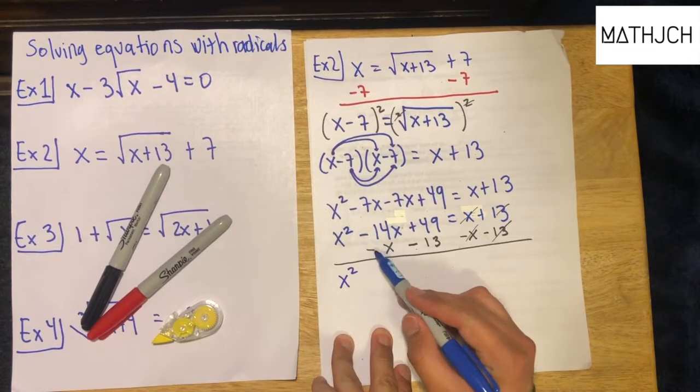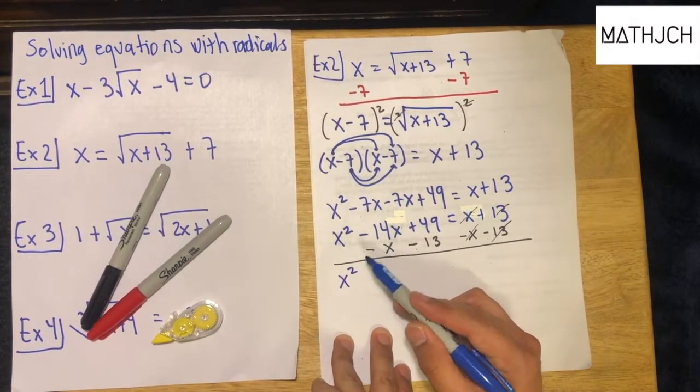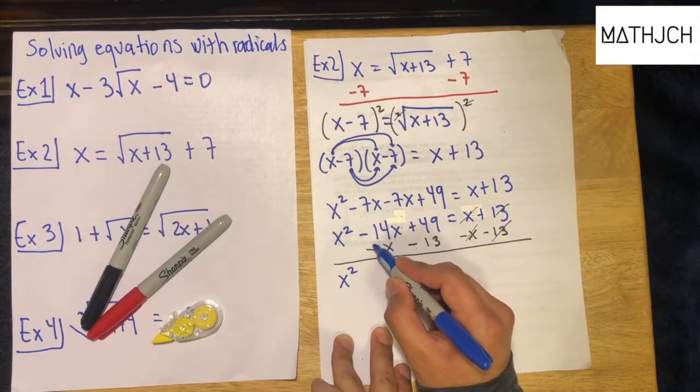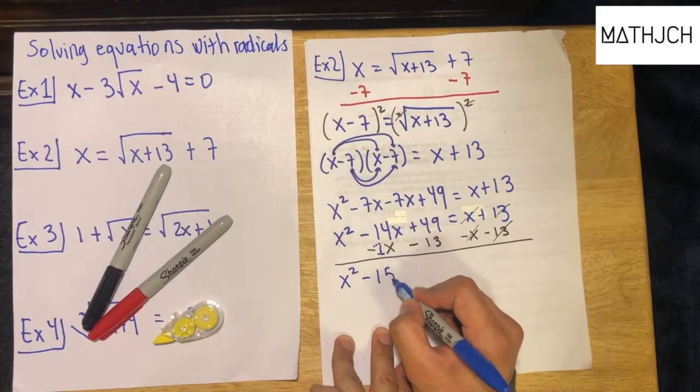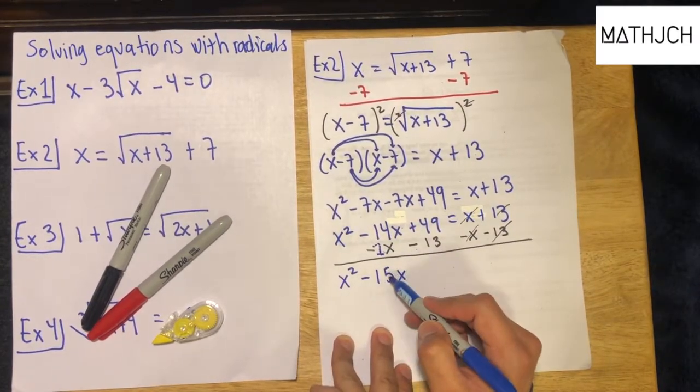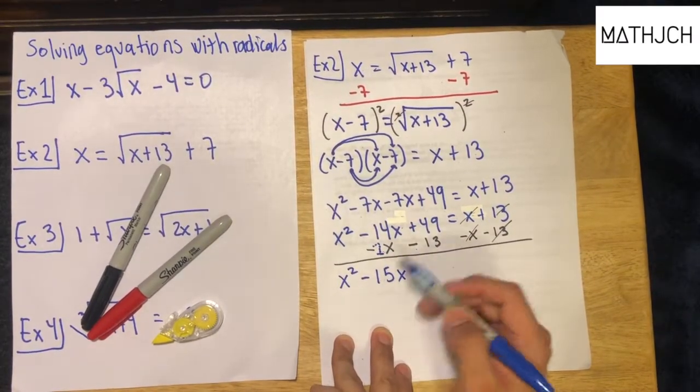And here we have a negative and a negative, right? We add them and we keep that negative sign. So this one automatically is 1. So it's going to be minus 15x. 14 plus 1 is 15, both negative, keep the negative sign.